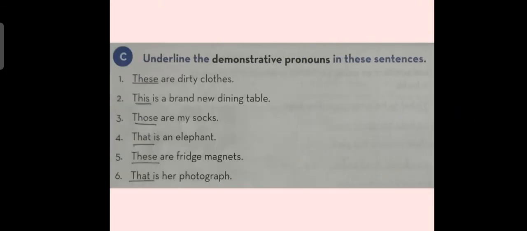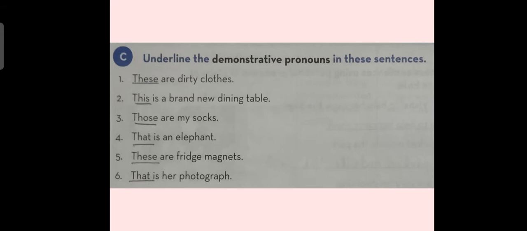Exercise C. Underline the demonstrative pronouns in these sentences. We all know what demonstrative pronouns are. The pronouns which point out at something are known as demonstrative pronouns. For example, this, that, these, those. So, in these sentences, we are going to underline those demonstrative pronouns. And that is what we have done.